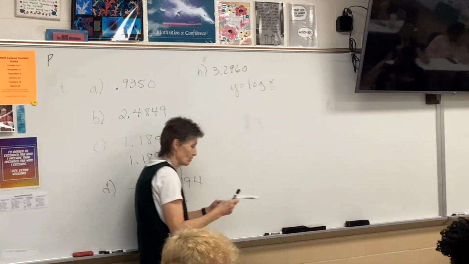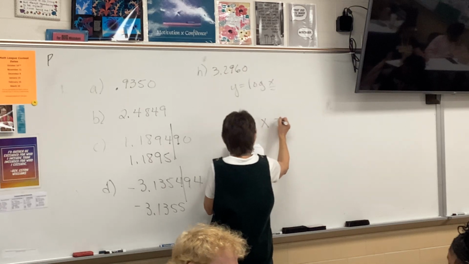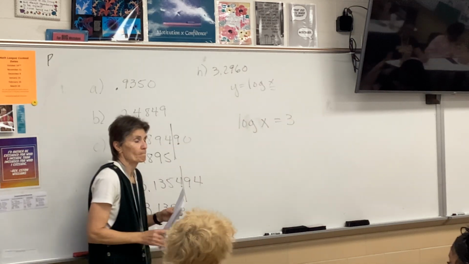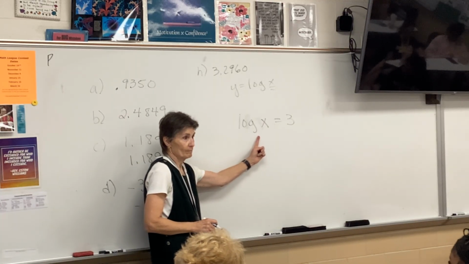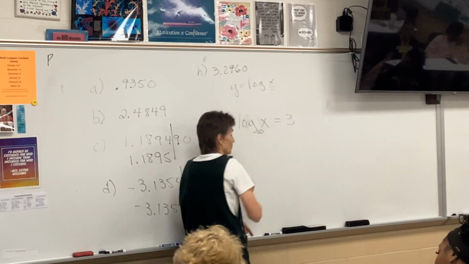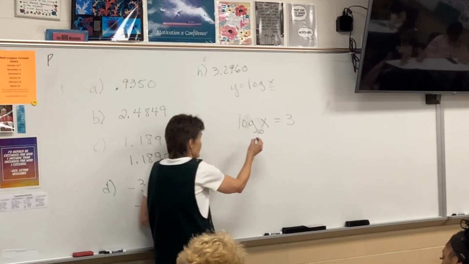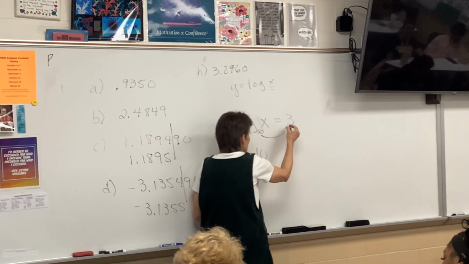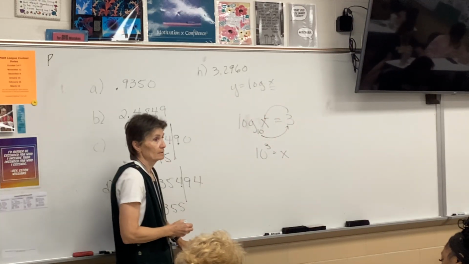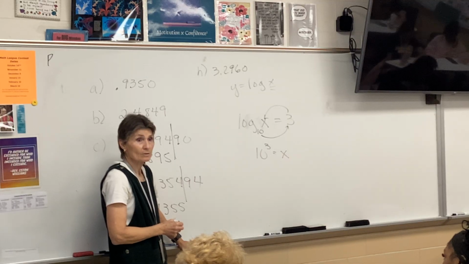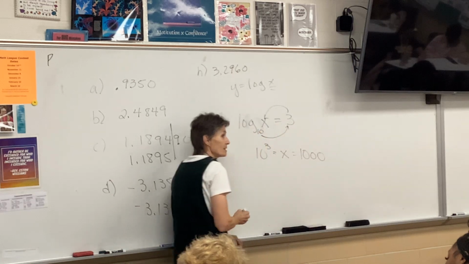Now, let's look at part 3. I think you will find part 3 easy. I hope you do. The log of x is 3. Step 1: what's missing right here? 10. Step 2: loop-de-loop it. So 10 to the third equals x. What's 10 to the third? 10 times 10 times 10, 1,000. So the answer to that problem is 1,000.